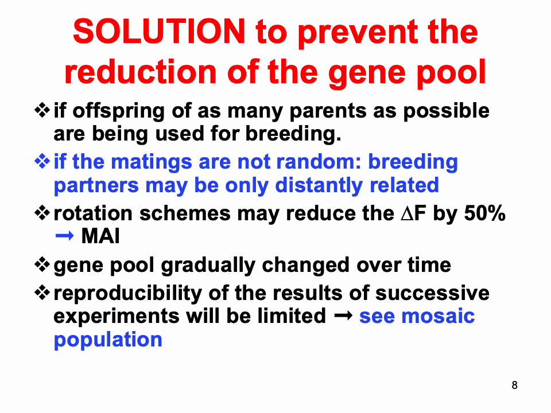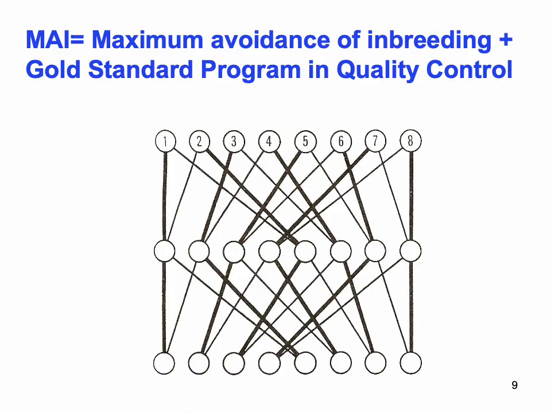But returning to the MAI, the maximum avoidance of inbreeding, supplemented with the gold standard program in quality control, you can see that each generation is a rotation and rotation.